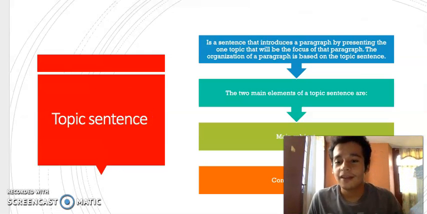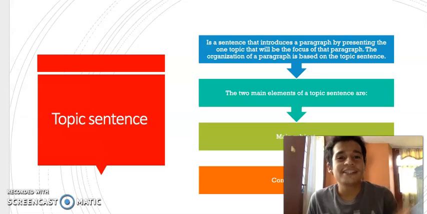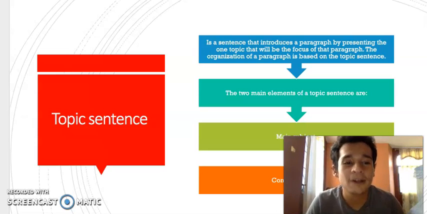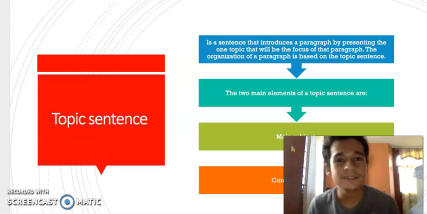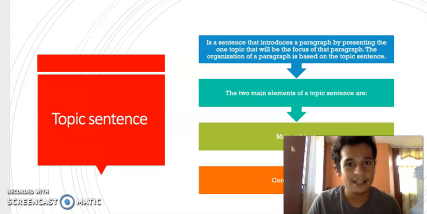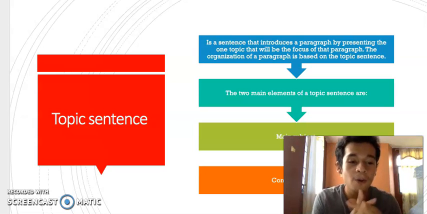So, the first part of a paragraph is the topic sentence. The topic sentence is a sentence that introduces a paragraph representing the one topic that will be the focus of that paragraph. The organization of a paragraph is based on the topic sentence. The topic sentence is a one-sentence summary that summarizes the whole entire paragraph in just one sentence. This allows the reader to understand clearly what the whole entire paragraph is going to be about.